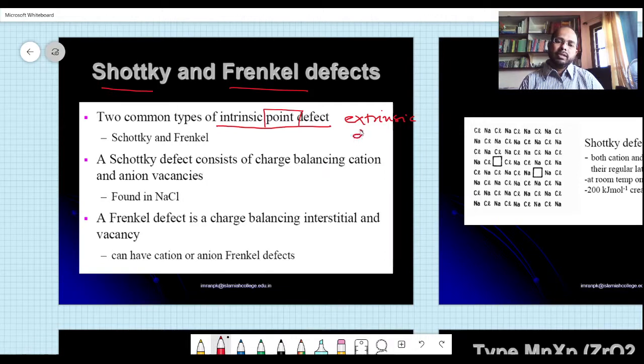from outside. You will bring some other complementary material and attach it with that. So that will be the doping, and that will be the extrinsic semiconductor. But within the intrinsic semiconductor and solid materials, we have Schottky and Frenkel defects.